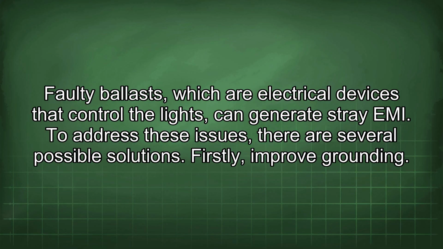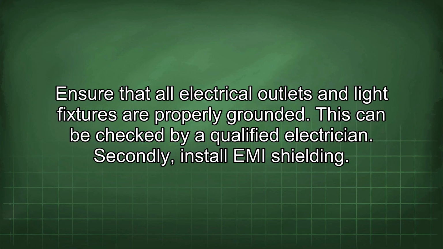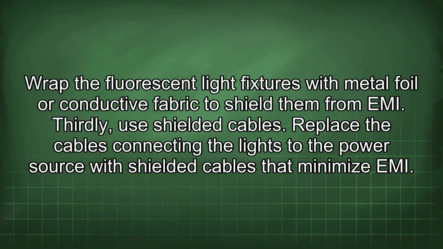To address these issues, there are several possible solutions. Firstly, improve grounding. Ensure that all electrical outlets and light fixtures are properly grounded. This can be checked by a qualified electrician. Secondly, install EMI shielding. Wrap the fluorescent light fixtures with metal foil or conductive fabric to shield them from EMI.